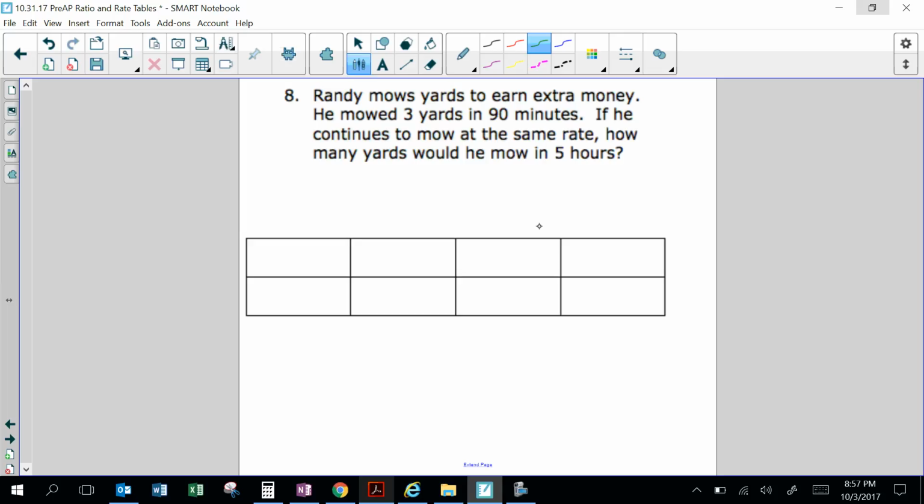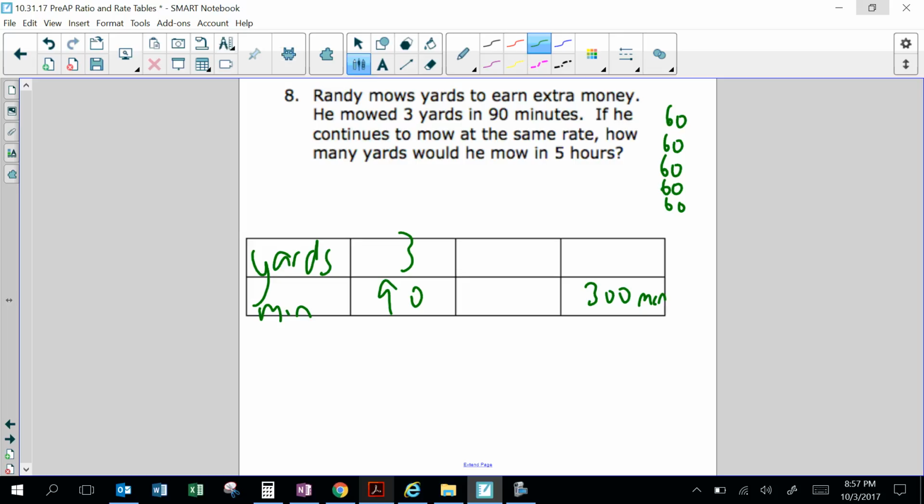Randy mows yards to earn extra money. He mows 3 yards, these are the number of yards, in 90 minutes. If he continues to mow at the same rate, how many yards can he mow in 5 hours? What is another way to say 5 hours? 60 minutes in every hour. So how many minutes are there in 5 hours? 60 plus 60 plus 60 plus 60 plus 60. 60 times 5 is 300 minutes.